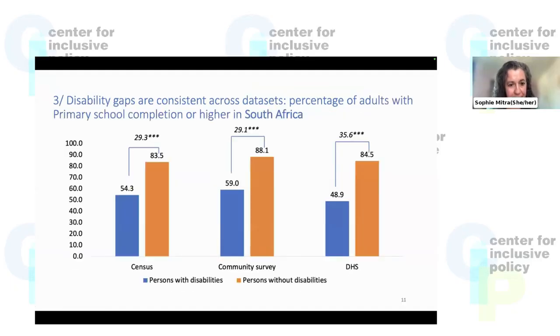Similarly, for South Africa, we do find that persons with disabilities are less likely to have completed primary school or higher. And we do find a disability gap that is overall consistent across the three data sets, around 29 percentage points for the census and the community survey, and 35 percentage points for the DHS.